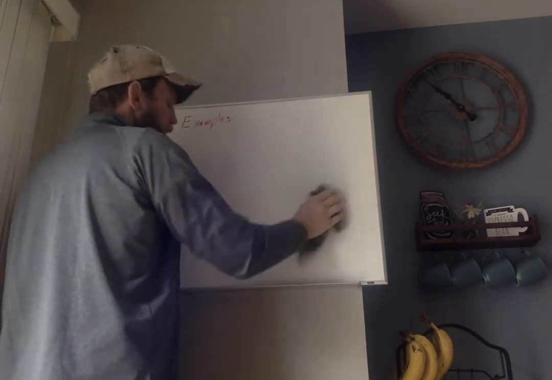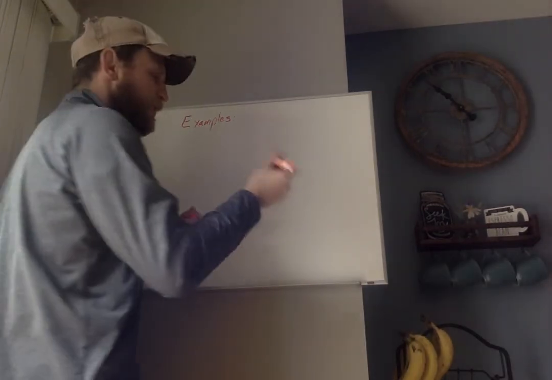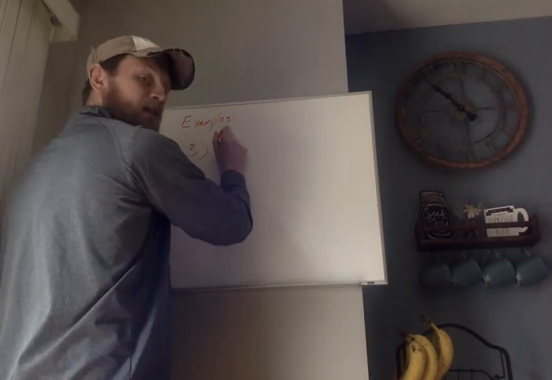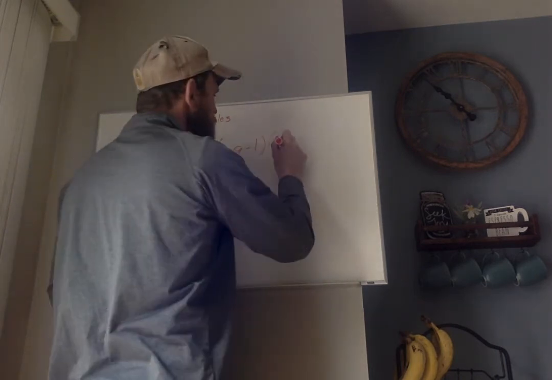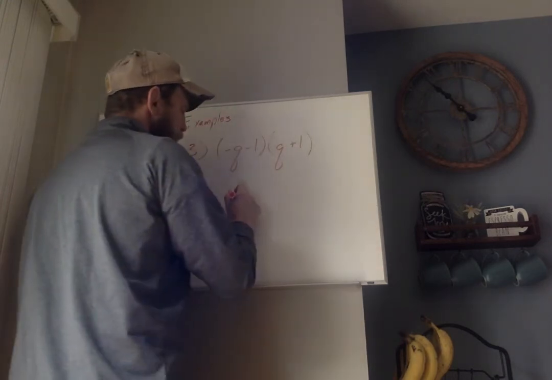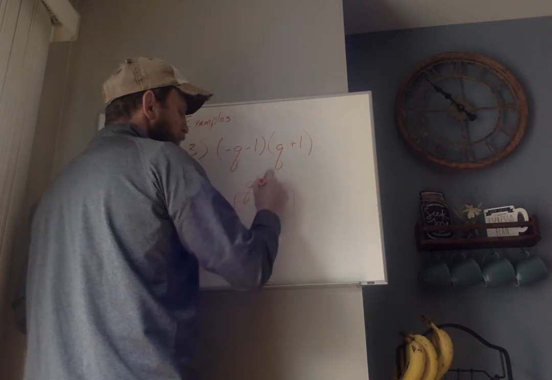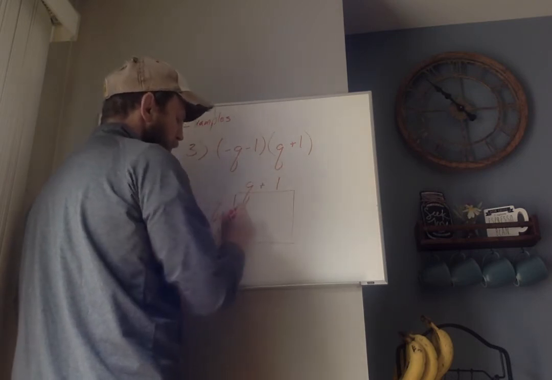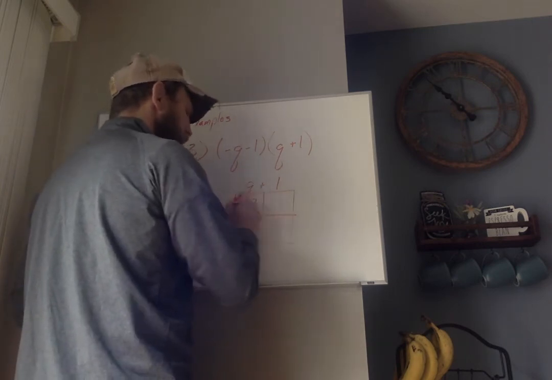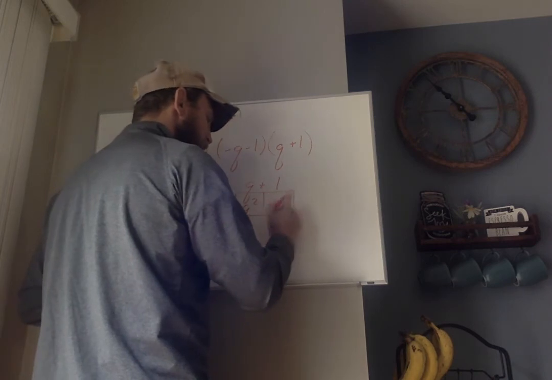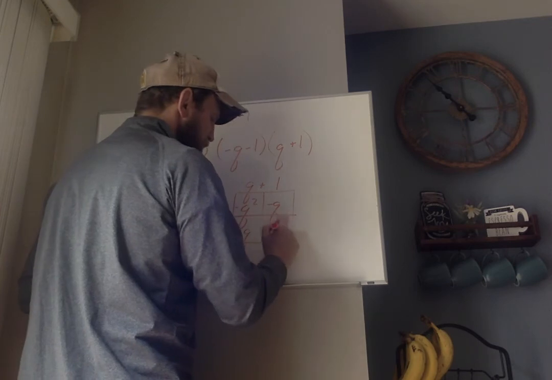And I just want to show you, even if you have a binomial times a binomial, you can still use the area model. So instead of foiling here, you can use the area model. So in this case, it doesn't matter. It's going to be more of a square shape. So I'm going to write q plus 1 and negative q minus 1. Divide it up. Negative q times q is negative q squared. Negative q times 1 is negative q. Negative 1 times q is negative q. Negative 1 times 1 is negative 1.